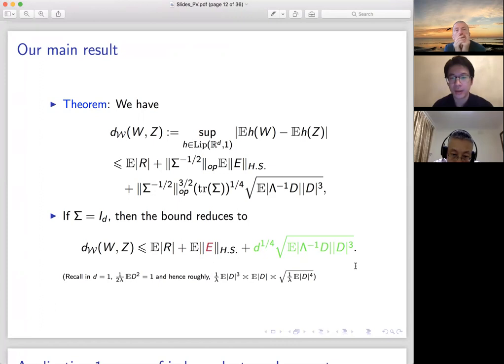So finally, it may be surprising, but in high dimensional cases, when the dimension grows with the sample size, fourth order error terms may even be preferable to third order terms. That will be illustrated in the following example. Okay, so that was our general bound. Now we talk about applications.